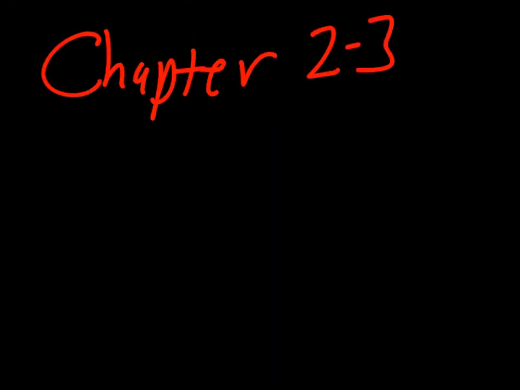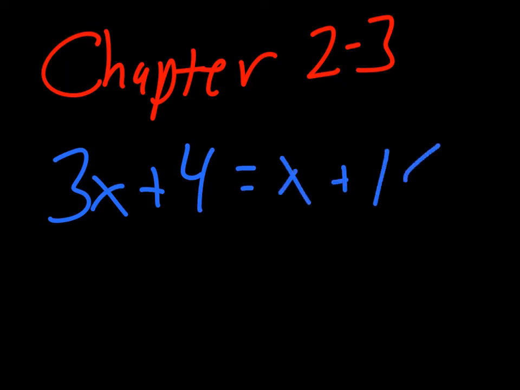Alrighty. Alright, now we have chapter 2-3, which is equations with variables on both sides. With this, this is just more practice, really. It's the exact same concept. You get it easily, okay? So let's say we have 3x plus 4 equals x plus 18.